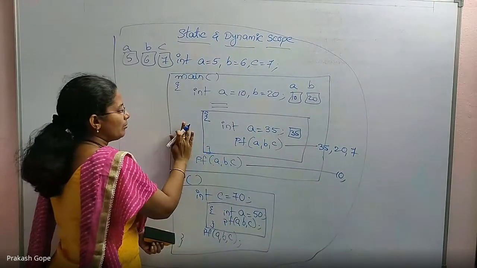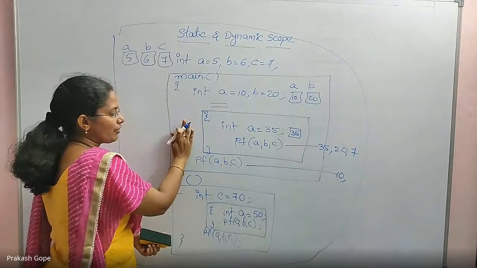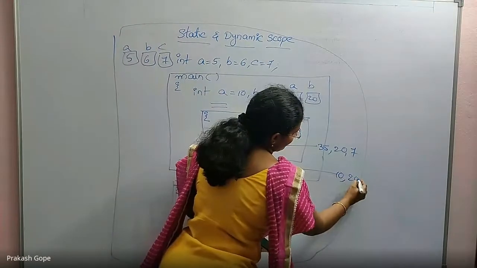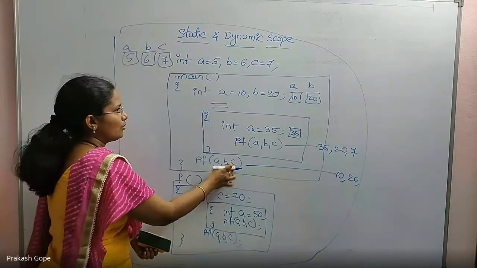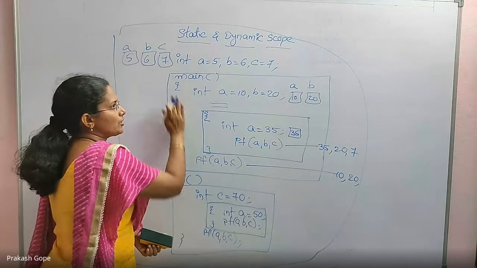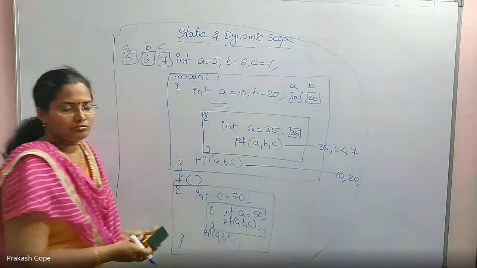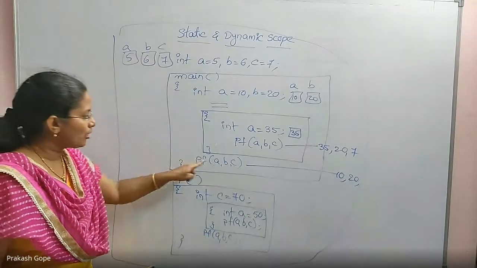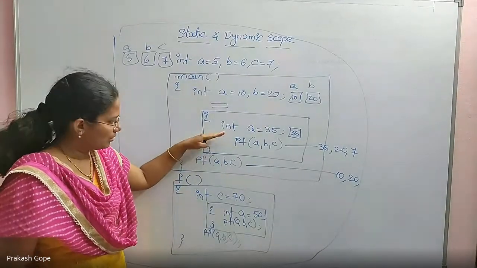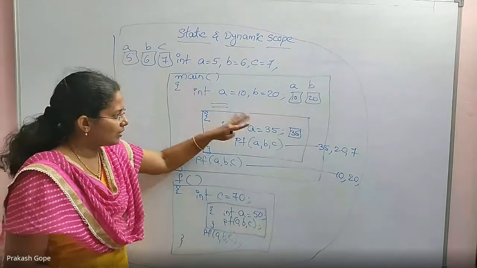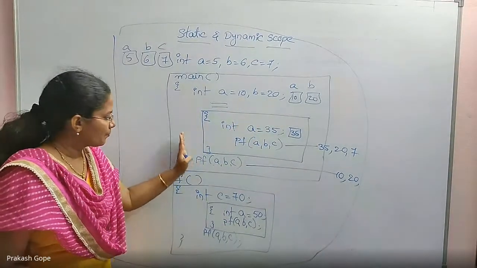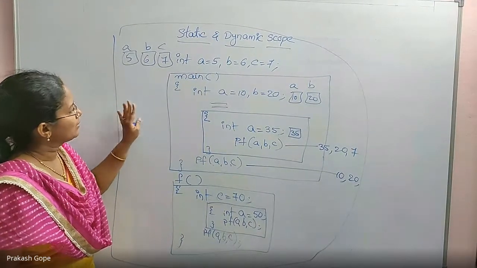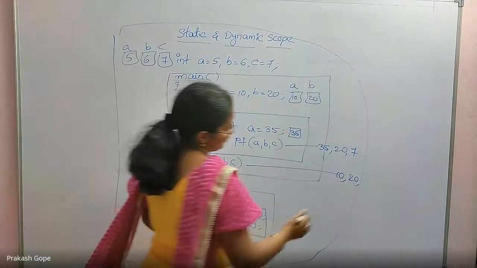B, do I have B in main? Because I am executing this printf from main. So B is main's B, which is 20. Okay, fine. Then C, do I have C declared in the main function? No, it's not available. Then you will go to its outer block. You cannot go inside, okay? That's not possible. The control has already come out and the variables are dead from this environment. So obviously you will come out of this block and check variable C here. This is a global one, so global C, 7.